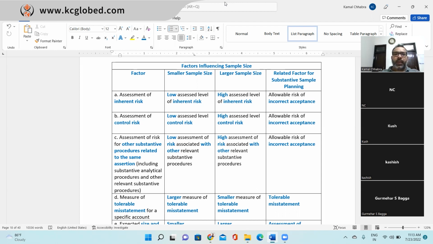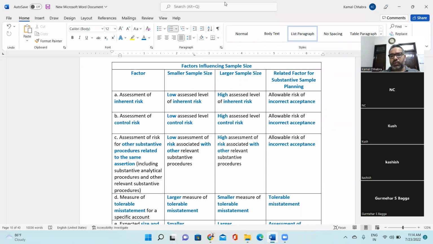The first one is assessment of inherent risk. This is a factor which may impact the sample size. If you have assessed the inherent risk as low, then your sample size will be low. If you have assessed the inherent risk as high, then your sample size will be high, right? And how you assess that inherent risk is based on the allowable risk of incorrect acceptance, like how much, as a CPA, as an auditor, you are comfortable to accept the risk. Based on that, you will be assessing the risk as high or low. Right? Make sense? Is the first row clear to everyone?